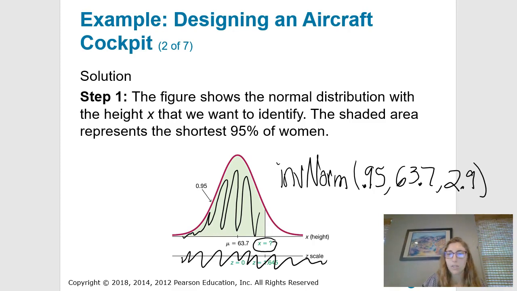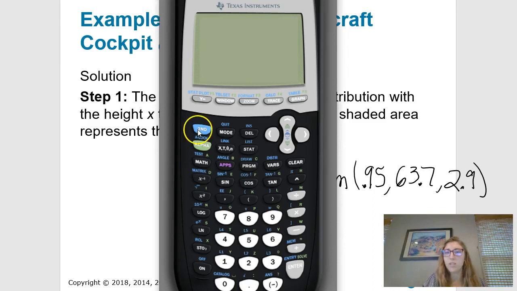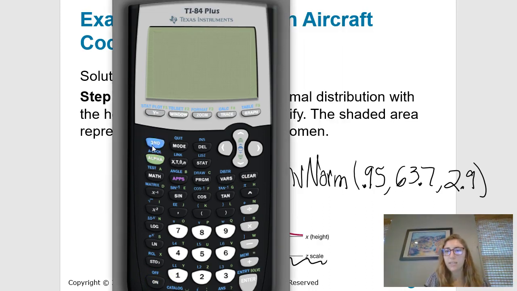All right, let's get this calculator here. Oh, my calculator is no longer on. All right, so we're going to go to second and vars. We want our InvNorm. And again, we had that 95% or 0.95 was the area to the left, or the probability, the percentile, a whole bunch of words that I can use. Then our mean is 63.7, standard deviation of 2.9.